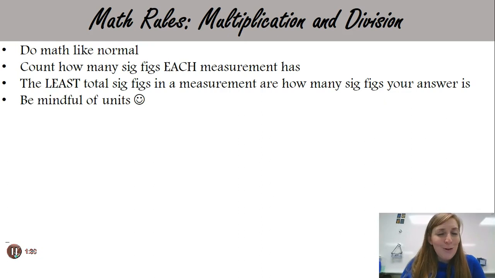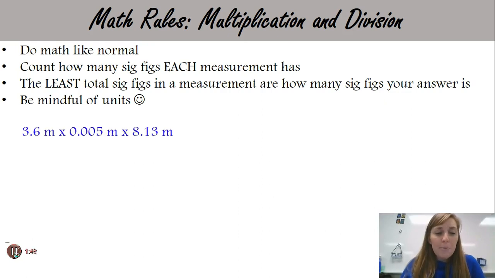And be mindful of your units. If you are dividing, then if you have the same units, top and bottom, they cancel. If you're multiplying and you have two different units, they both get in the answer. If you're multiplying the same units, then that unit becomes squared. Okay, so you want to be really mindful of that.